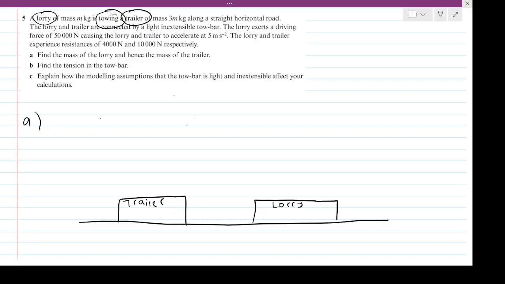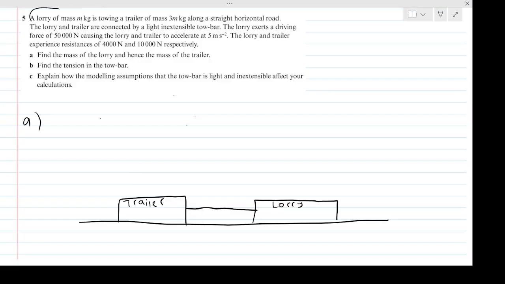And they're being towed, okay, so the lorry is towing the trailer. So we've got some sort of towing line there, some sort of rope or towing material that connects the two together. Okay, then I've got the masses.